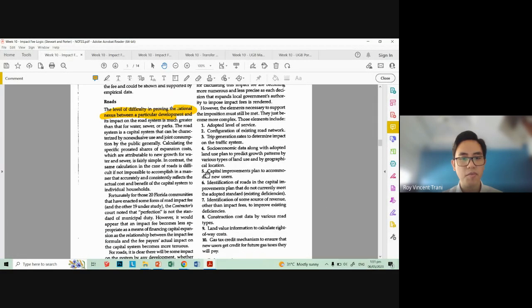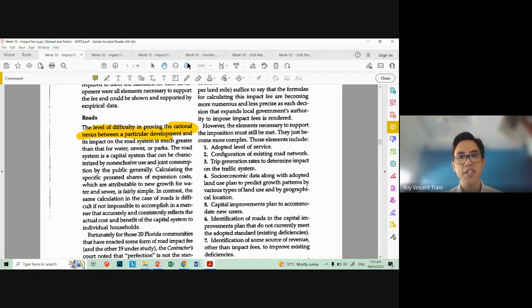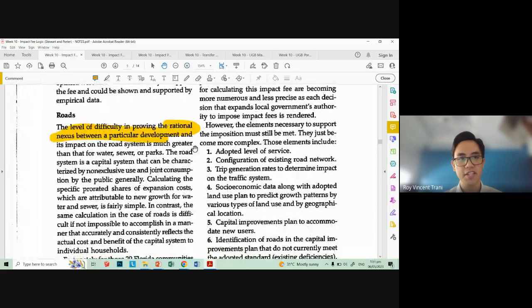Then finally, probably the most complicated one is the road impact fees. I'll just read the descriptions before going to the calculations. So the level of difficulty in proving the rational nexus. Rational nexus basically means it's a legal principle. It's a legal term, which requires that there is a rational, definable benefit that accrues to any property owner assessed a fee for said benefit.